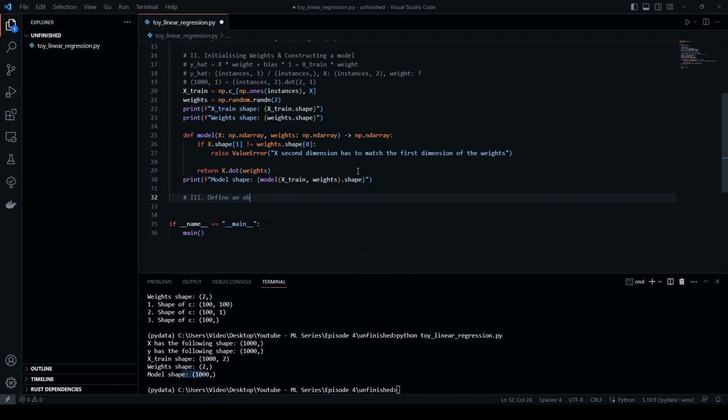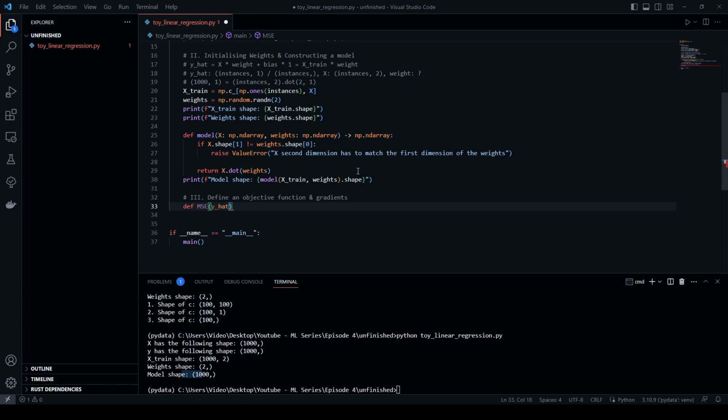Next, define an objective function and the gradients. We will use the gradients in order to update our weights with gradient descent, and we need the objective function to tell us how far we are away from the optimum solution. So we will use a very popular objective function, which is the mean squared error.